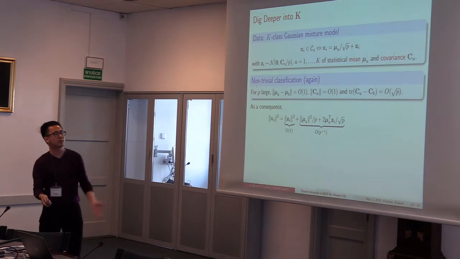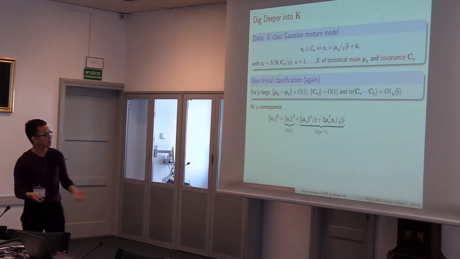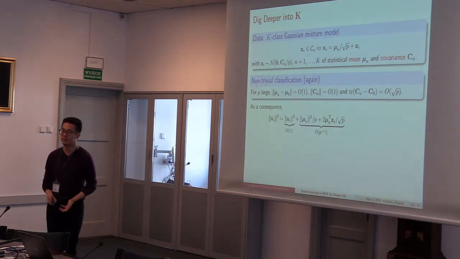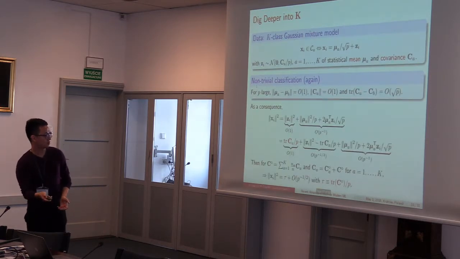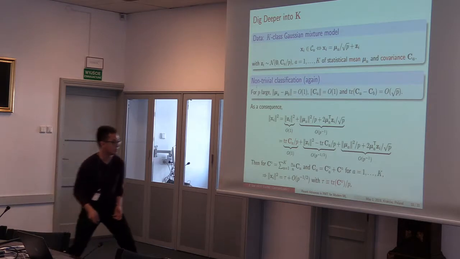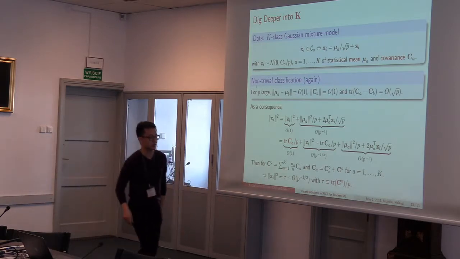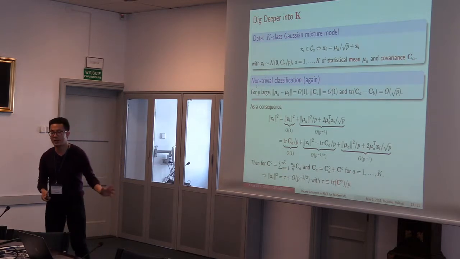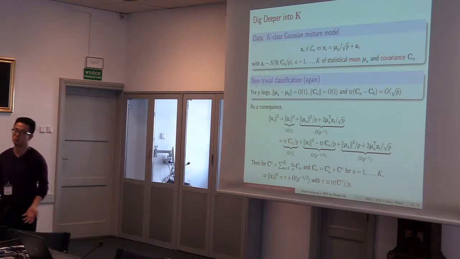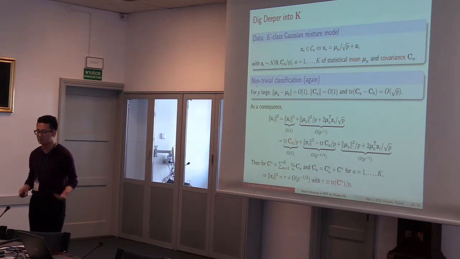And we can do this computation, which is just like the expansion of the Euclidean distance, and so on. This is a calculation I'm going to skip. It's not super important, but we see that this norm is going to concentrate around some constant, which depends on C, plus some smaller terms, which helps us to do the Taylor expansion.